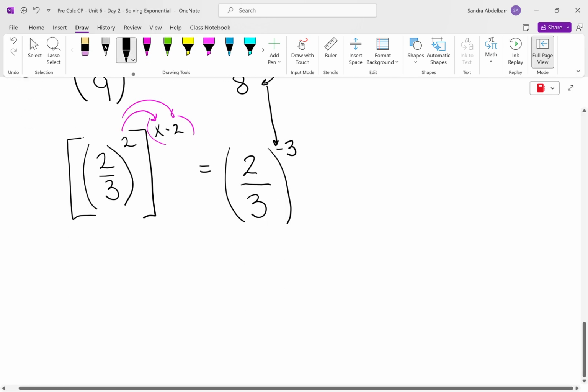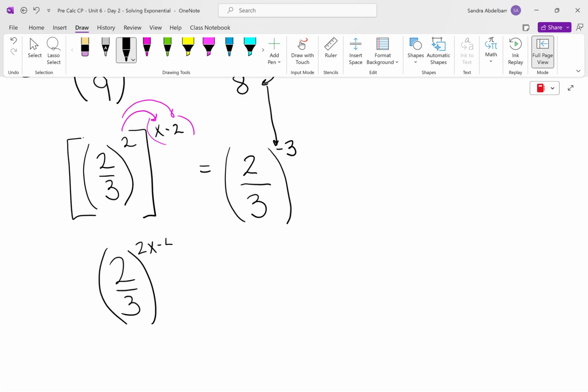So now we have a power to a power. I'm going to distribute in. So we're going to have 2/3 raised to the 2x minus 4 is equal to 2/3 raised to the negative third.